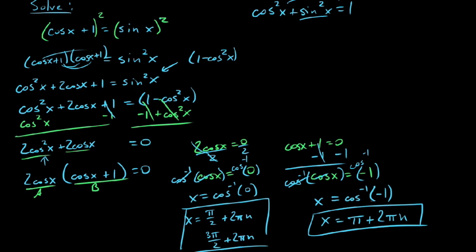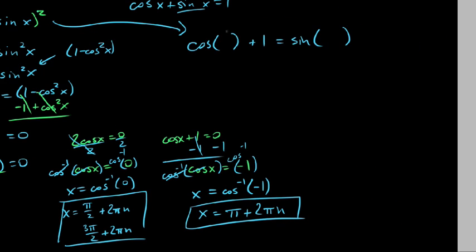Groovy. So I just wanted to check these answers to make sure that they actually work out. The reason why is because we squared everything that we had started with, and when you square something, you tend to lose some negative information from time to time. So going back to the original equation, cosine of the angle plus 1 equals sine of the angle. I just took out the x's, and I'm going to drop in our answer. So we say pi halves.